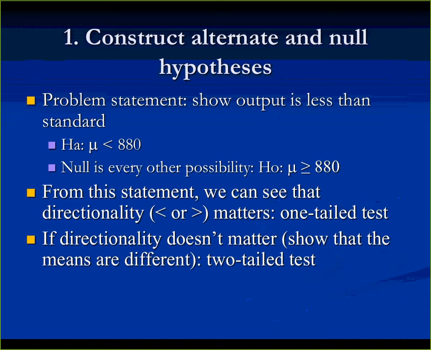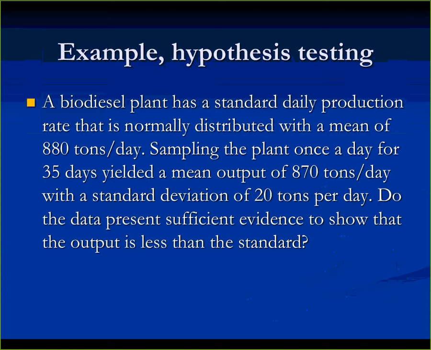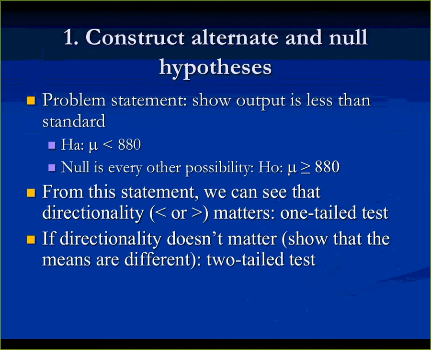So, if we take our four-step process, the first thing we're going to do is construct an alternate and null hypothesis. The problem statement asked us to show that the output is less than the standard. So your alternate hypothesis, indicated by capital HA, is that mu, the mean, is less than 880 tons per day. The null hypothesis is every other possibility. It's indicated by H naught, and that mu is greater than or equal to 880 tons per day.